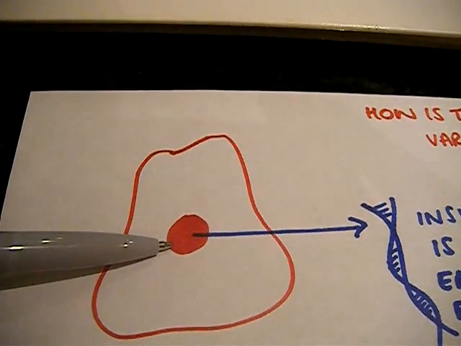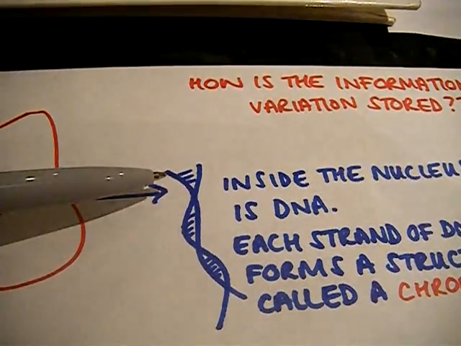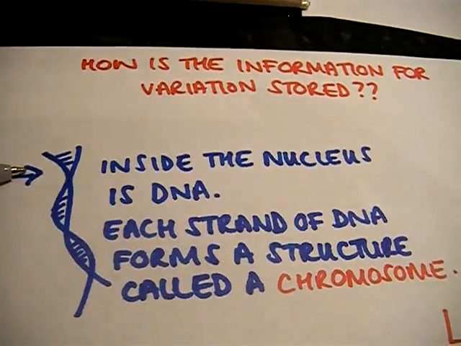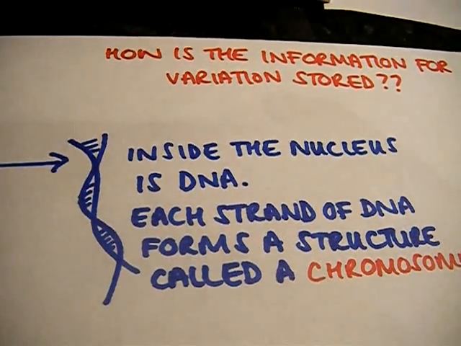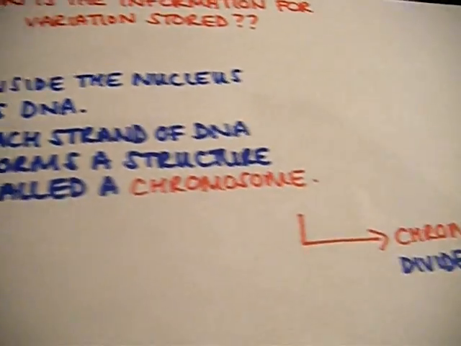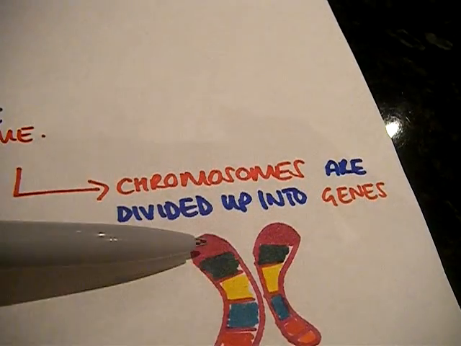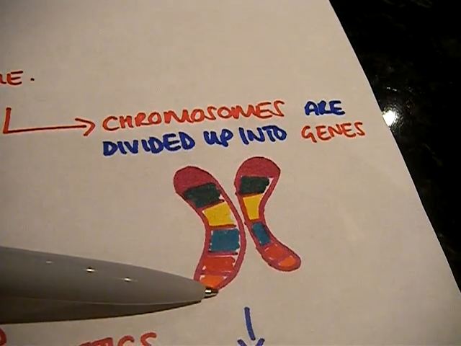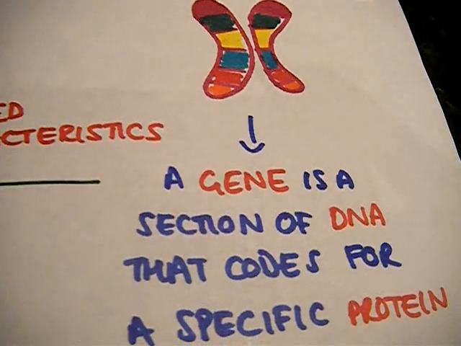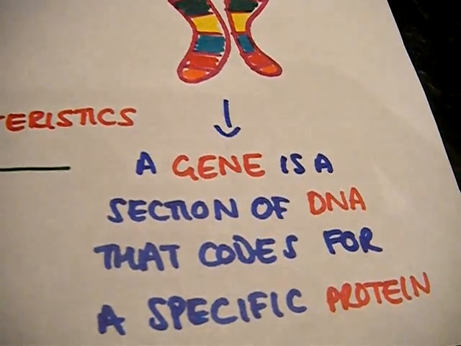and this is the nucleus in the middle of the cell. Inside the nucleus is DNA. Each strand of DNA forms a structure called a chromosome. Chromosomes are divided up into genes, so each colour here represents a different gene. A gene is a section of DNA that codes for a specific protein.